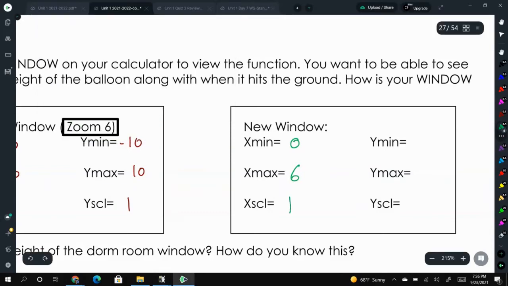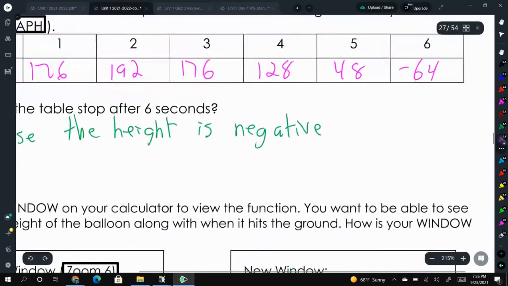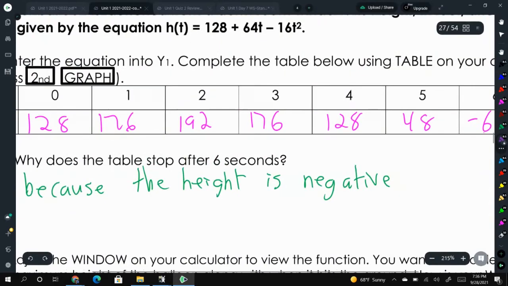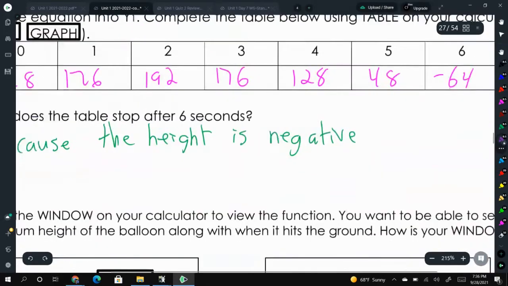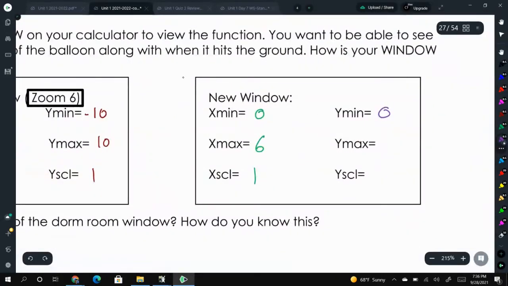And let's leave the x scale at 1. Now the y minimum, we aren't really concerned about y values below the y-axis because that's underground. So let's make our y min 0. For our y max, if we look at our table, we see the biggest y value is 192. I always like to go a little bit higher than that in case this is not it. We think that's the vertex, but what if there's something else going on that we aren't aware of? So let's make the y max 250.